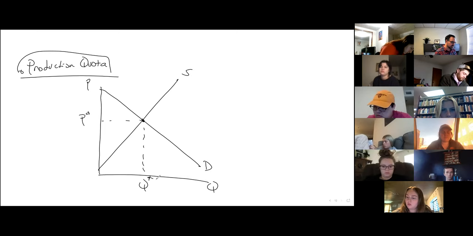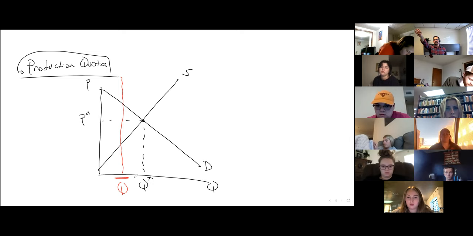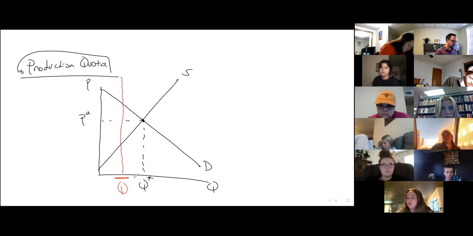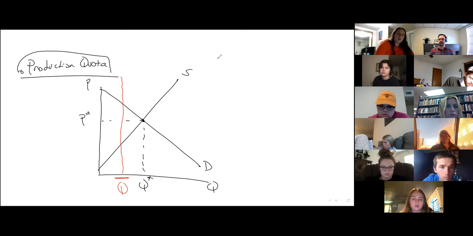Now let's suppose that the government enacts a quota right here of Q bar. They say, you guys can sell at whatever price you want to, but you can only sell Q bar units of corn in this market. Now, how does the market clear? Let me ask an intermediate question, which is, with this production quota, what is the new supply curve for corn?